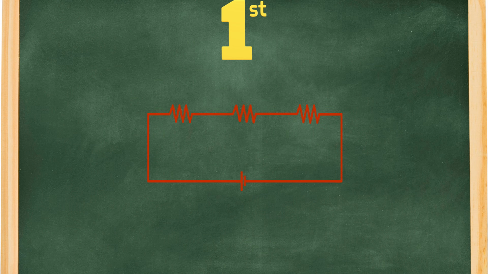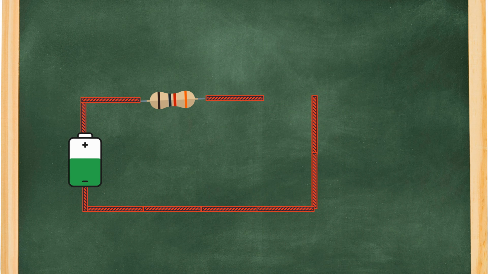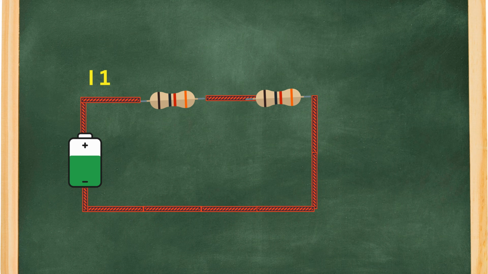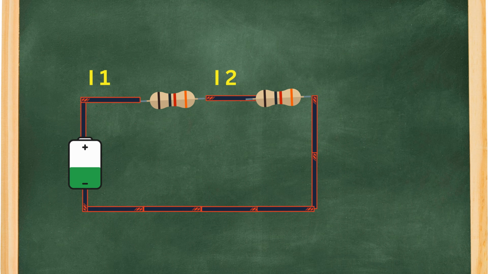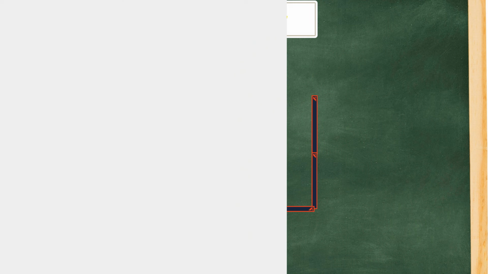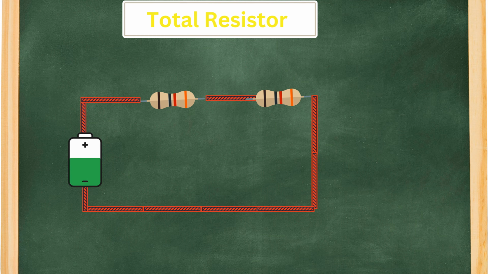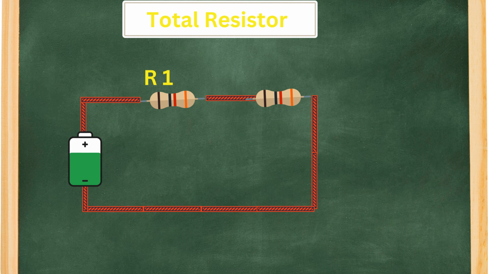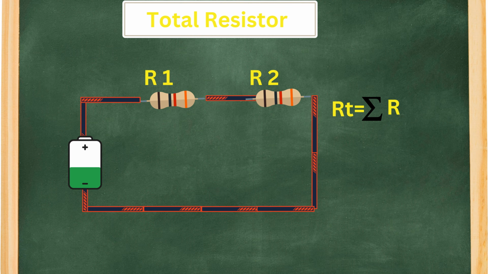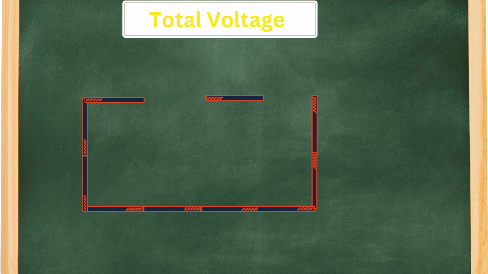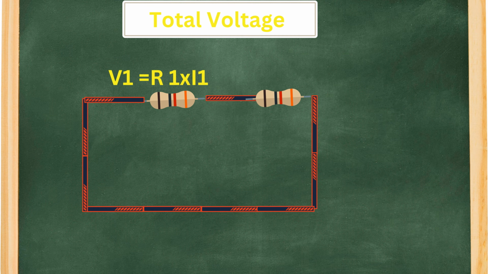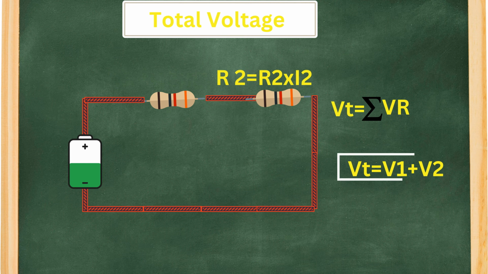First, let's look at series circuits. In a series circuit, components are connected end to end, so there's only one path for current to flow. In this series circuit, the same current flows through each resistor. The total resistance, R total, is the sum of the individual resistances. R total equals R1 plus R2. The total voltage, V total, is the sum of the voltages across each resistor. V total equals V1 plus V2.